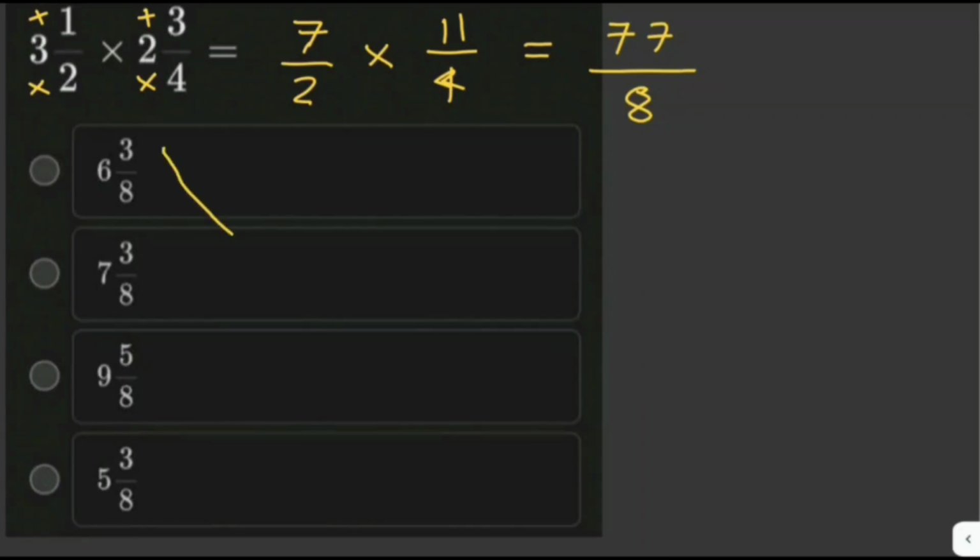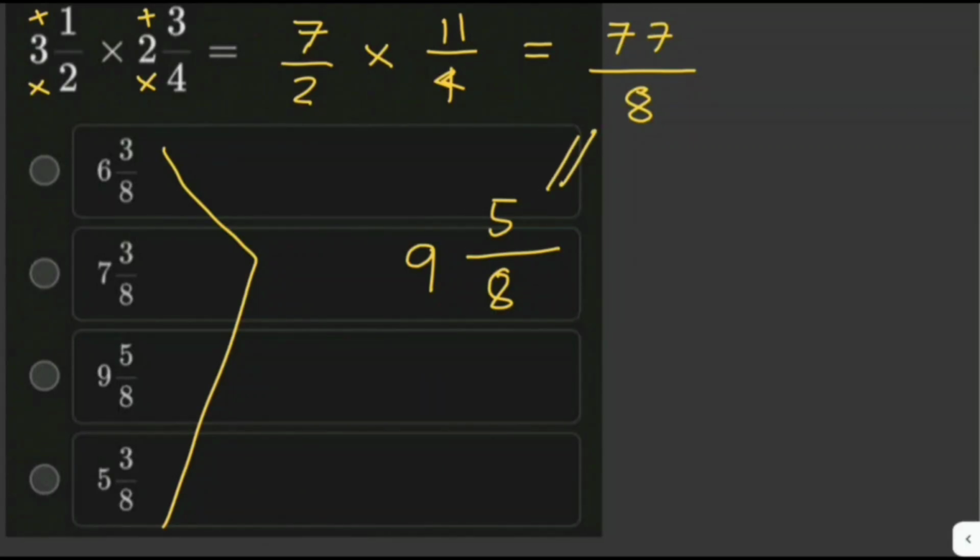Now we don't have 77/8 here in our choices. So we just have to write 77/8 as a mixed fraction. Now 77 divided by 8 is just equal to 9, remainder 5/8. We can always check this by multiplying 8 and 9. So 8 times 9 is 72 plus 5. That is 77. So it's just equal to 77/8. So our answer is this one, 9 and 5/8.